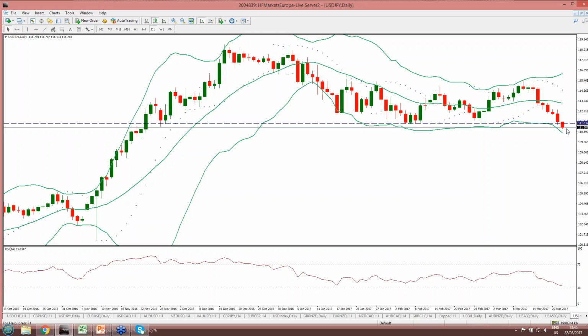We may have some support here. We may have some return back to this, but this is looking quite weak. And where's the next support level on this chart, ladies and gentlemen? Well, it's quite difficult to suggest, isn't it? Because the run up was without hesitation.